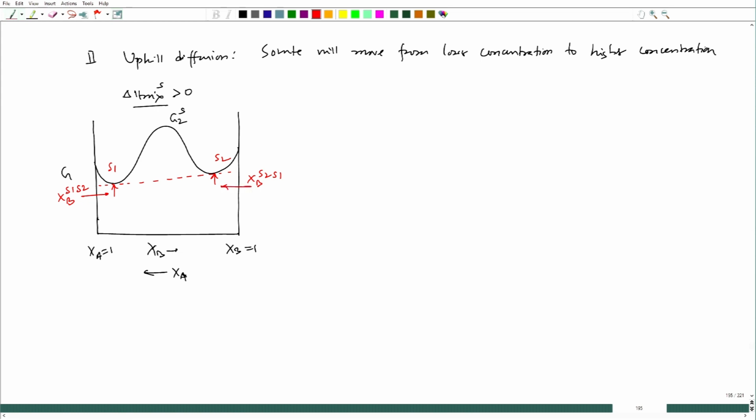Now, I am taking two alloy systems again. One alloy, let us say, is here, and another alloy is here. Let us see, if these two alloy blocks are made and a diffusion couple is made, what will be the migration? This is at temperature T, let us say.